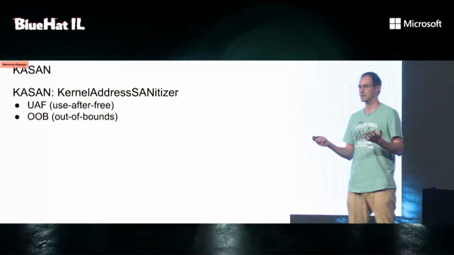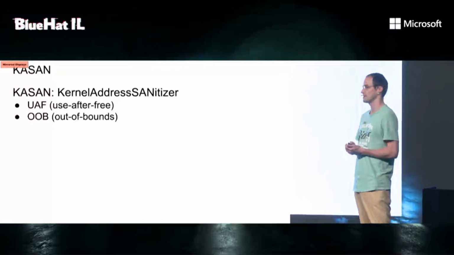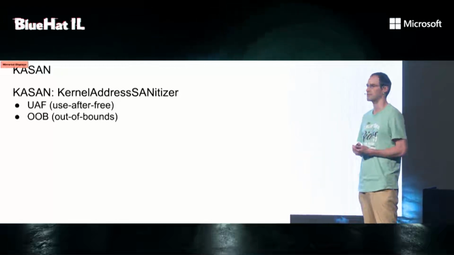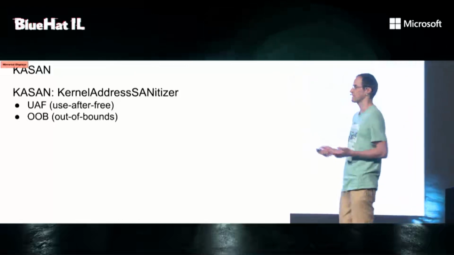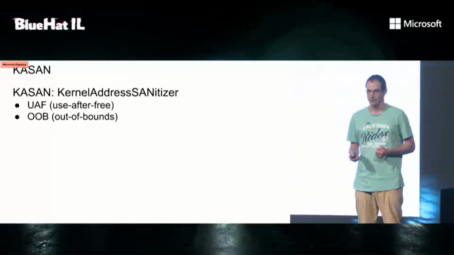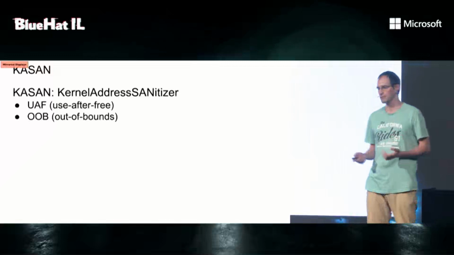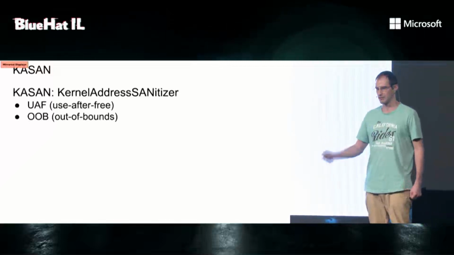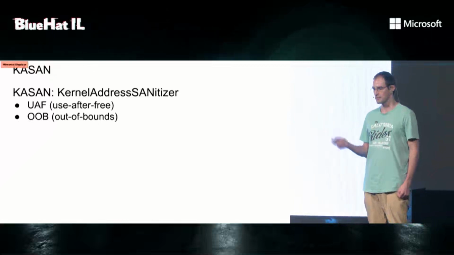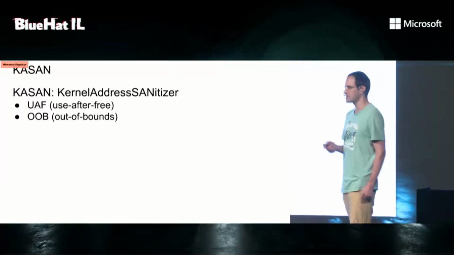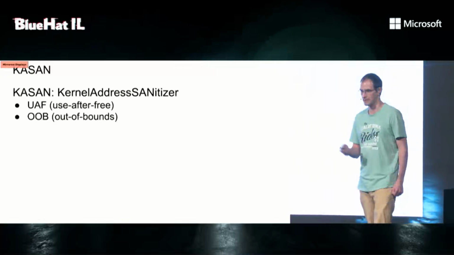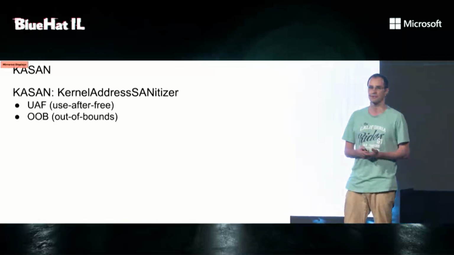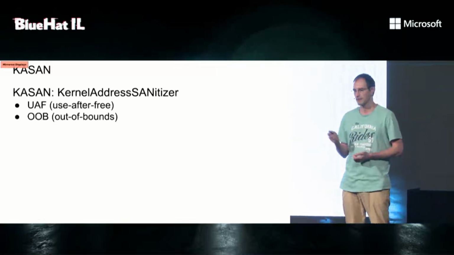So we made our tools for user space initially, and around 2014 we started looking at the kernel. And by kernel I mean the Linux kernel. We started looking at the kernel as a place where we can bring our expertise and also create tools. First of all, we created a prototype of AddressSanitizer, which finds use-after-free and out-of-bounds bugs. So this is the first tool you want to have in your toolbox.